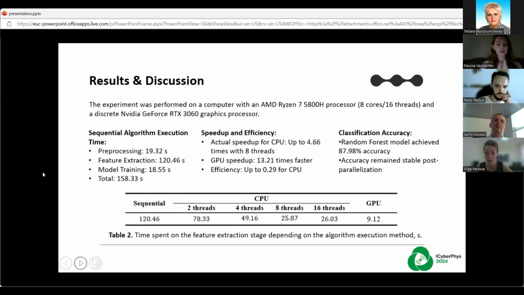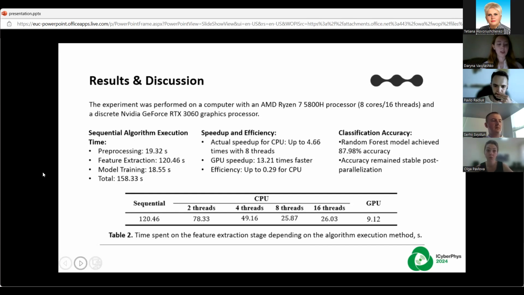Numerical experiments were conducted on a computer with an AMD Ryzen 7 processor and an NVIDIA GeForce RTX GPU. The analysis began by measuring the time taken for each stage of the sequential algorithm, revealing that feature extraction consumes the majority of the total processing time. Parallelization using OpenMP and CUDA was then implemented to reduce this time.